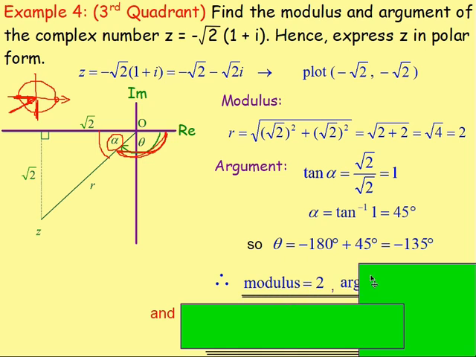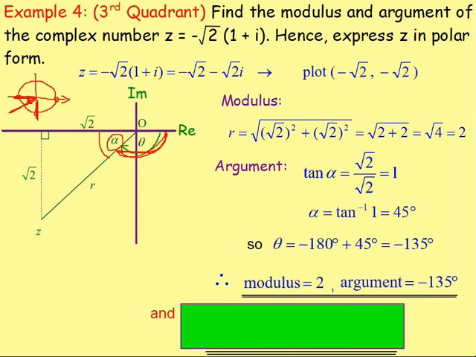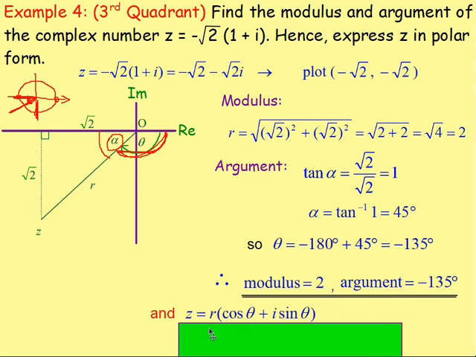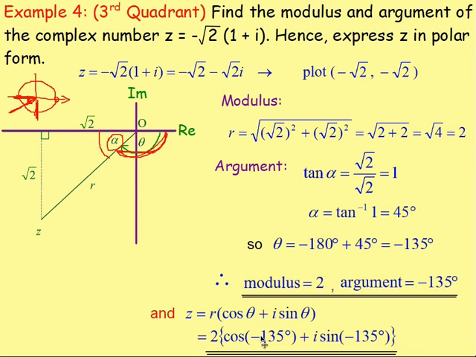So we've got a modulus of 2 and an argument of negative 135. We have to write that in polar form. Polar form is when you have r bracket cos theta plus i sine theta. r is the modulus, which is 2. Theta is negative 135, so you'd have 2 bracket cos negative 135 plus i sine negative 135.